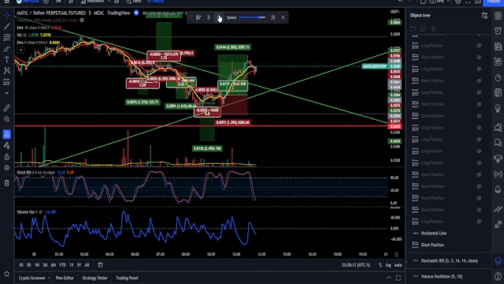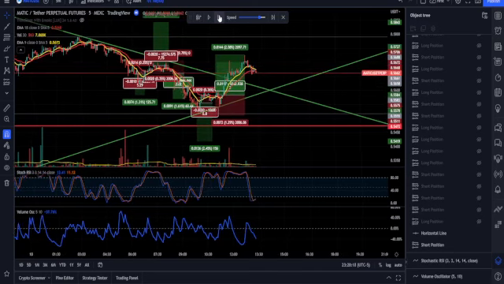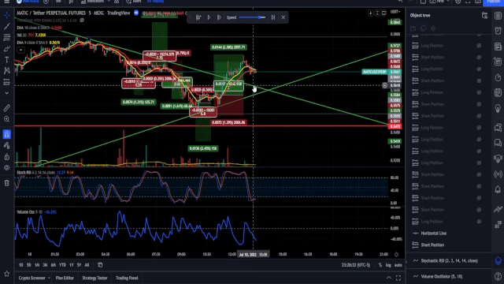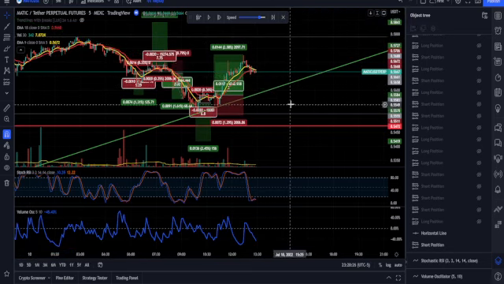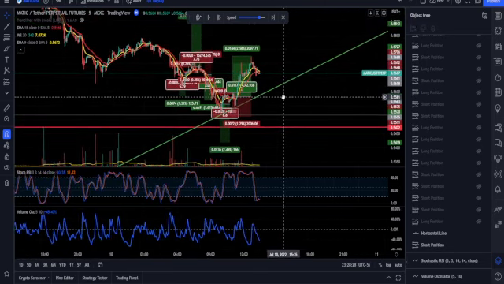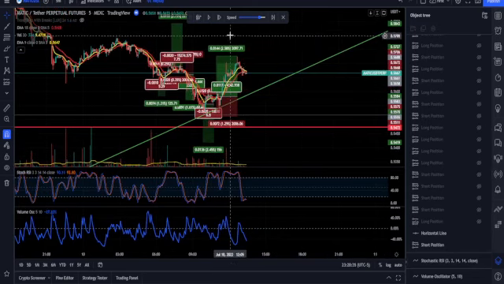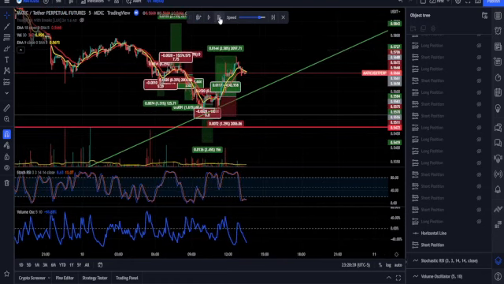And we're coming back down, popping up. We're going to get rid of this one because it's not valid anymore. And okay, I see what's going on. Now then.